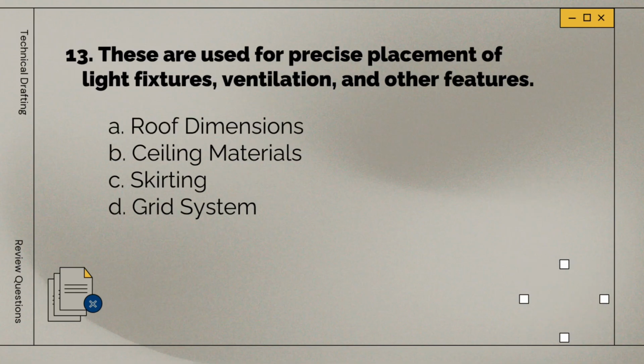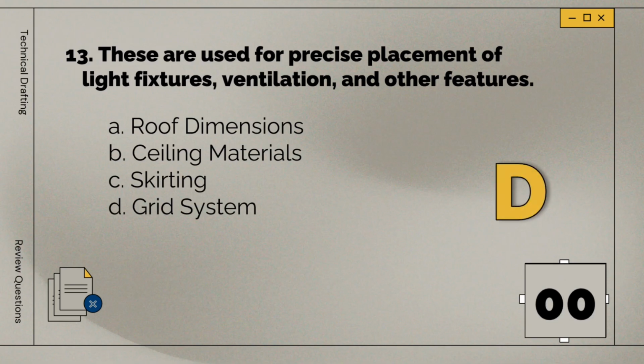Number 13. These are used for precise placement of light fixtures, ventilation, and other features. The correct answer is letter D, the grid system.